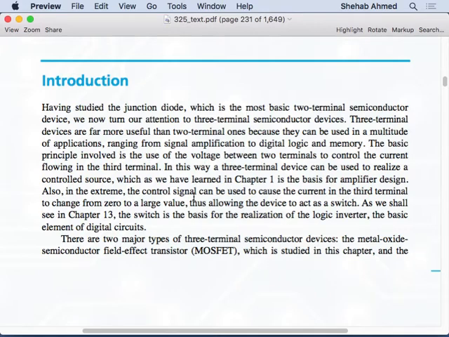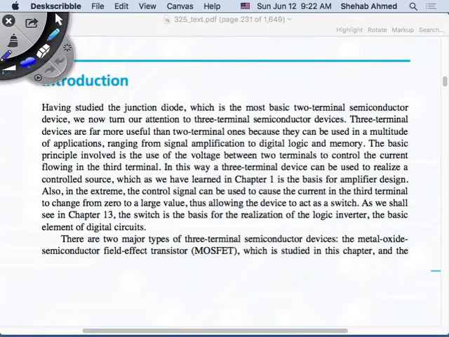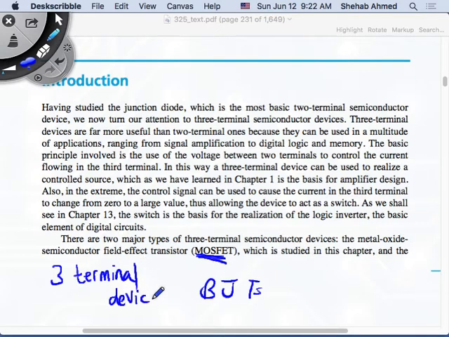There are two types of three-terminal devices. There are MOSFETs and, as I said, BJTs. MOSFETs is one, and then BJTs, which is the next chapter. So they're called three-terminal devices. Let's say the block here has one terminal, one terminal, one terminal. We will have a control terminal. This is like a control terminal, and this is sort of a power terminal. So I will utilize this control terminal.